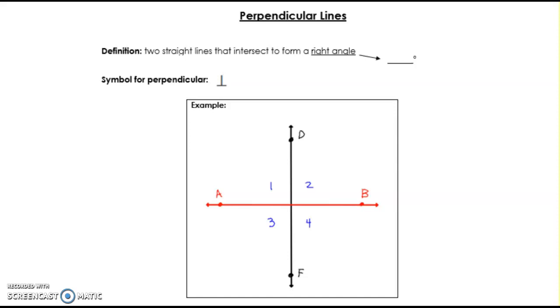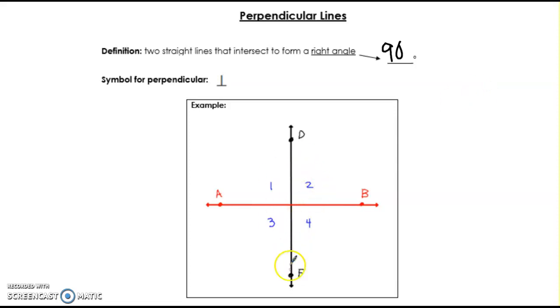All right, guys, today's lesson is on perpendicular lines. The definition of perpendicular lines is two straight lines that intersect or cross to form a right angle, which you should remember is 90 degrees. The symbol for perpendicular is this right here. It is a straight line down with a bottom to it, like an upside down T. That is the notation in geometry used for perpendicular.